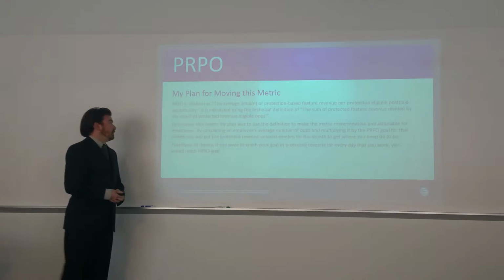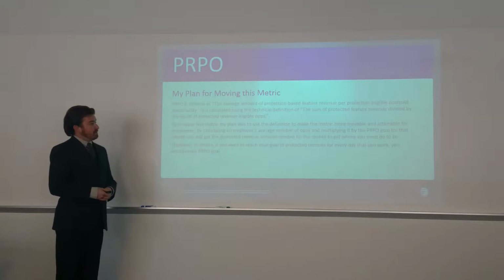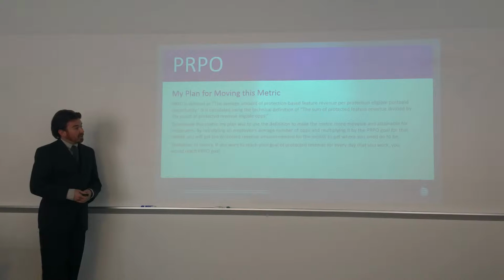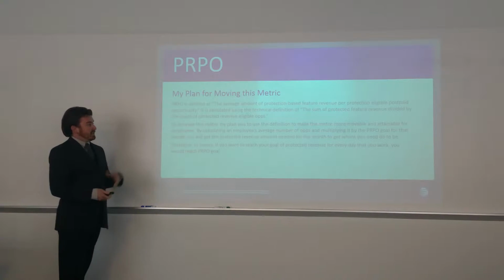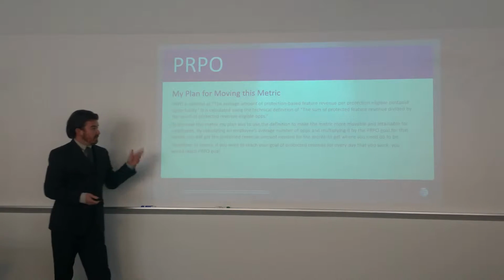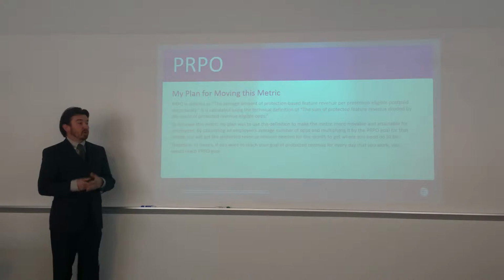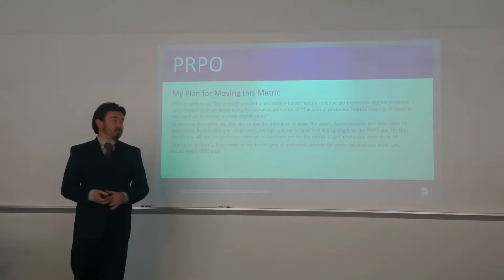So the definition for PRPO is defined as the average amount of protection-based feature revenue per protection-eligible postpaid opportunity. And the way that it's calculated is by the technical definition, the sum of the protected feature revenue divided by the count of protected revenue-eligible ops. This is taken straight out of the metric library and sales dashboard.